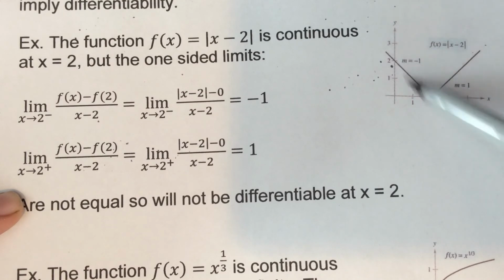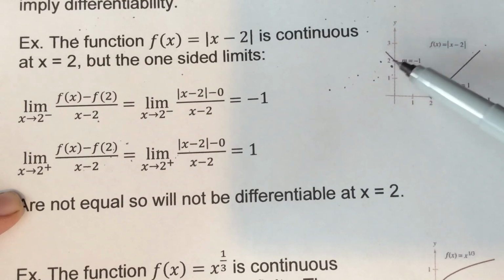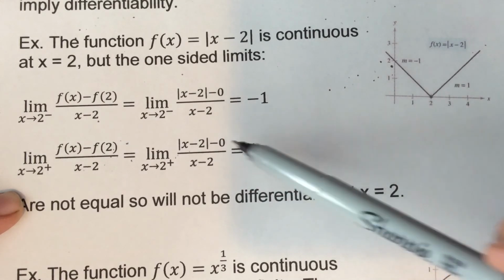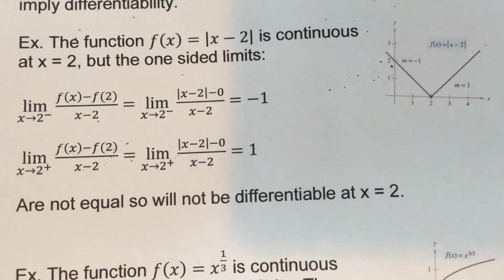Anywhere else on here, we would be differentiable. And even though this is continuous, there's no gaps or anything, our limits do not match up. So we won't be able to do the derivative when x equals 2 then. That one won't work out.